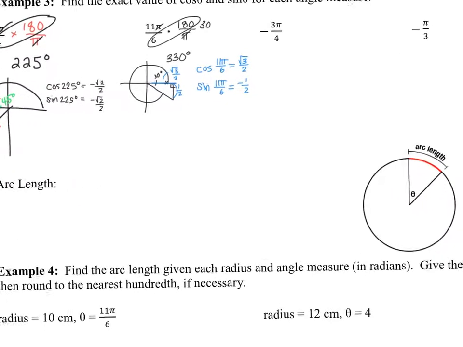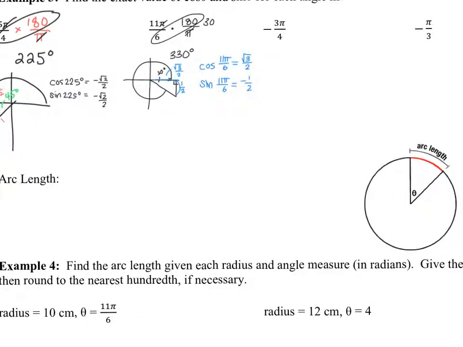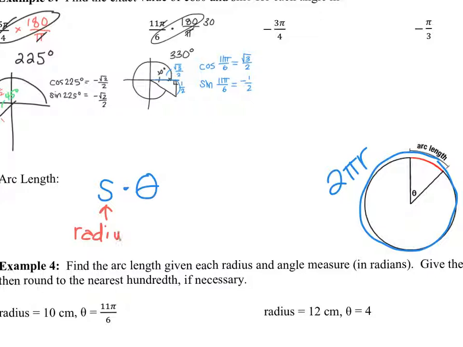Okay, second part, arc length. So arc length has to do with the circumference of the circle. So a whole circle has an arc length of 2 pi r. So the formula to find the arc length is s equals r theta. So r is the radius, and theta is going to be the measure of the angle in radians. So to find the arc length, you just have to multiply the radius times the radians. So you might have to make sure that you're in radians first.